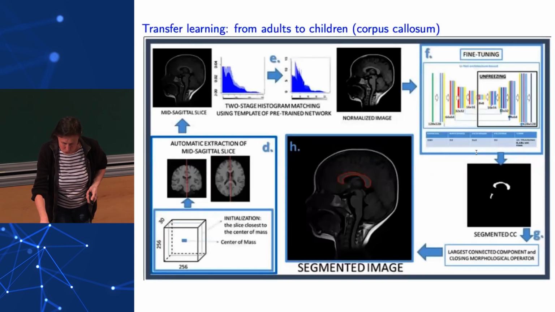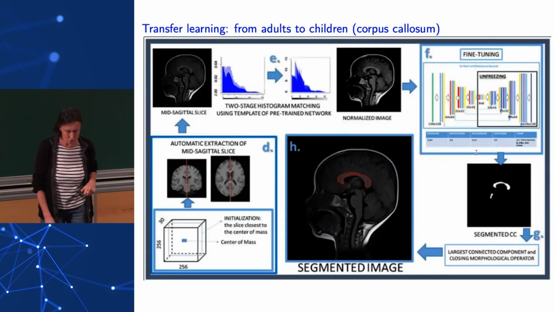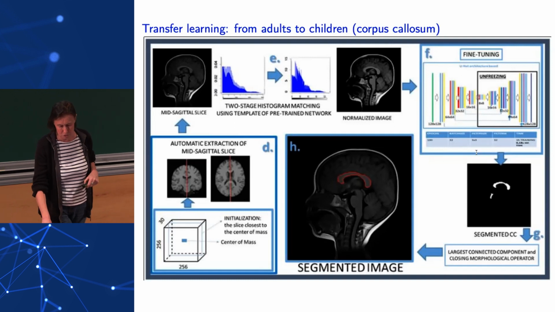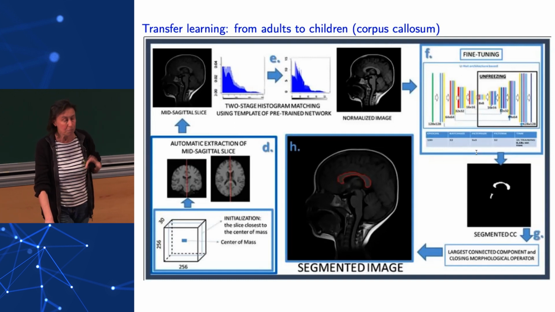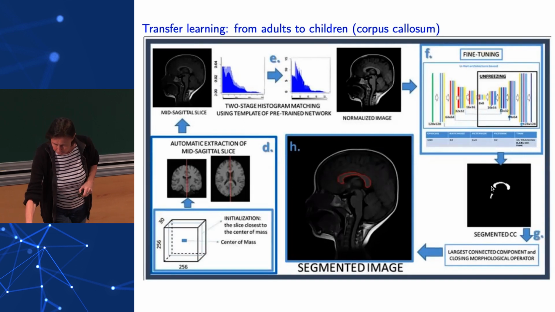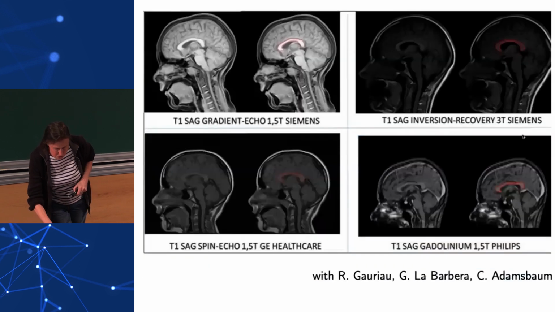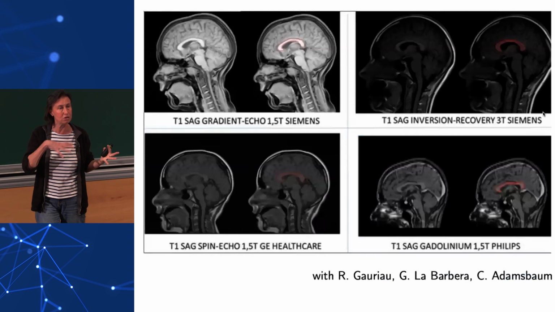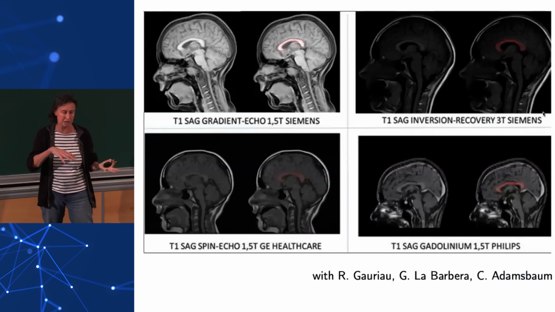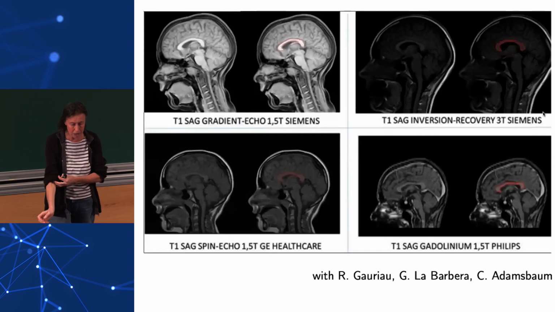Another example was to use just transfer learning from adults to children, which is a way to solve the problem. Here it's mostly deep learning methods, so there is not much symbolic here. I think I have to be a little bit faster, so I will just show the results. The idea was to train a network on adults and then transfer it on very few children images. And it worked very well.